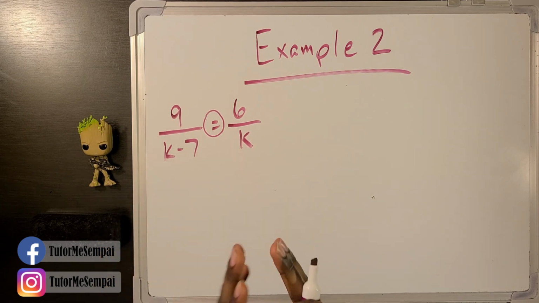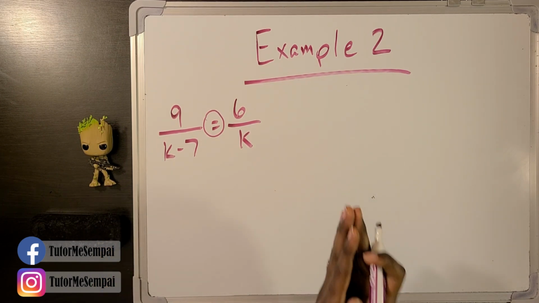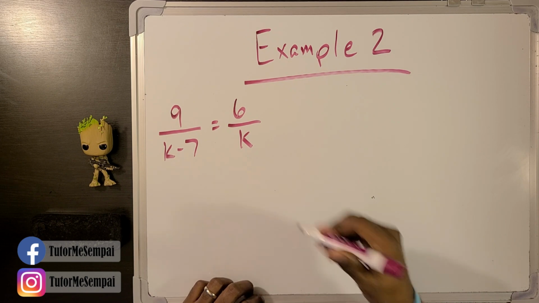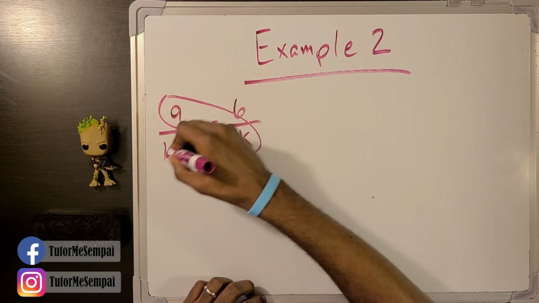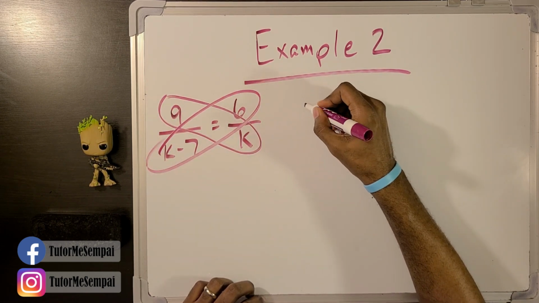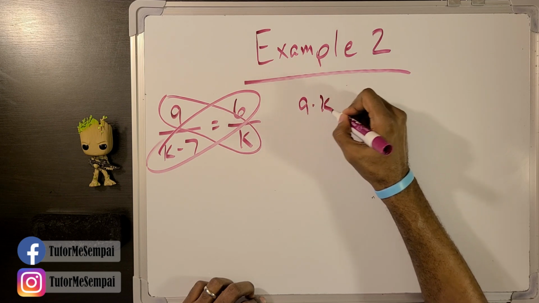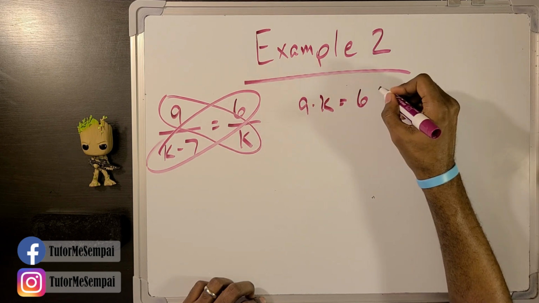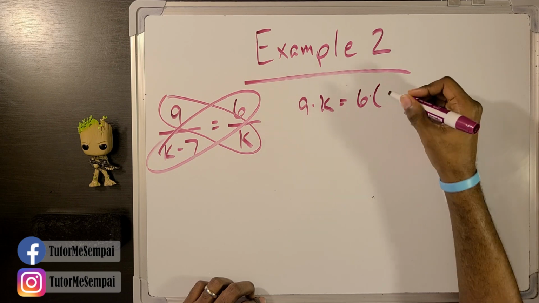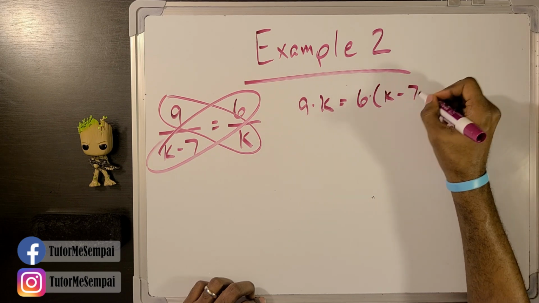So this is a maximum of one unknown. So let's jump into some cross multiplication. So we have our diagonals here, and it's 9 times k equals 6 times, right, k minus 7.